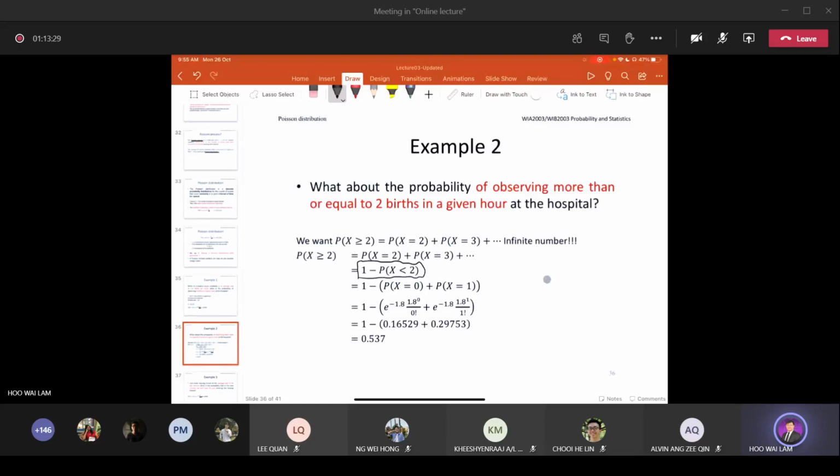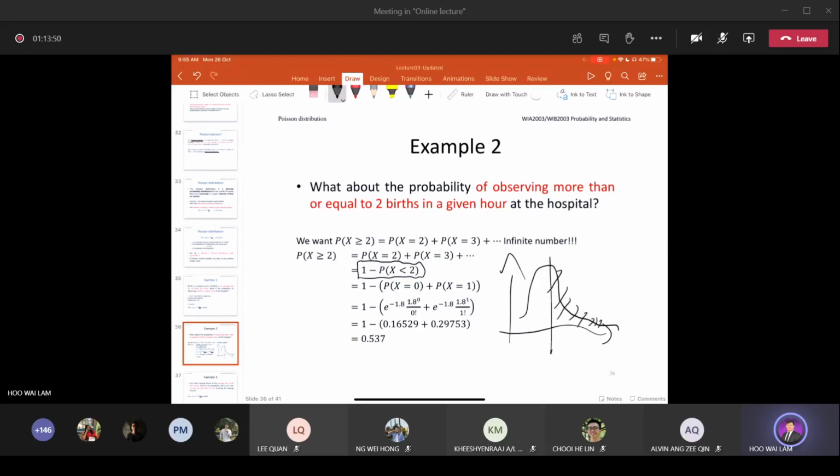Whenever you are calculating a Poisson distribution problem, and you need to calculate a probability bigger than a certain range, okay? So in that case, you need to use a complement rule to calculate another way around. Okay, like the example that I drew just now, right?